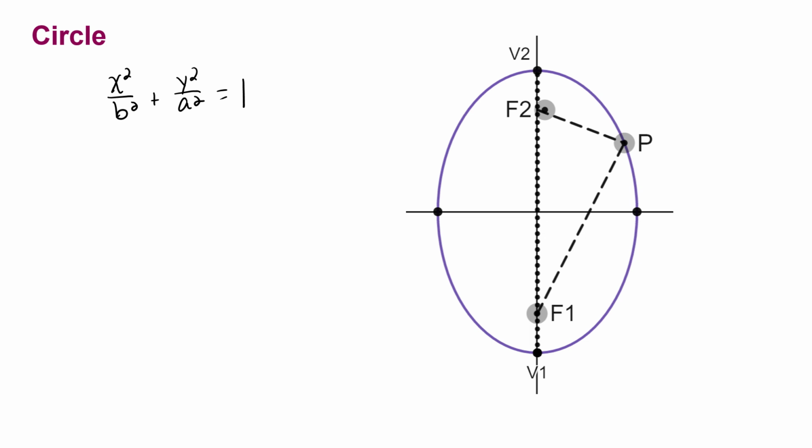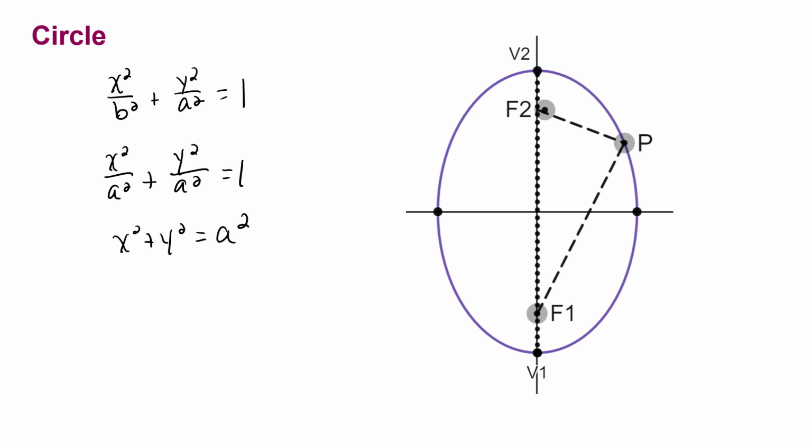So now let's consider the case where a is equal to b. So our equation becomes x squared divided by a squared plus y squared divided by a squared equals 1. Now if we multiply both sides of this equation by a squared, we convert it to the form x squared plus y squared equals a squared. And this is the equation of a circle with center at the origin and a radius of a.